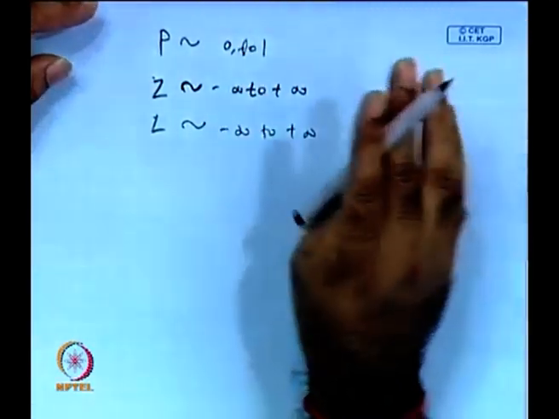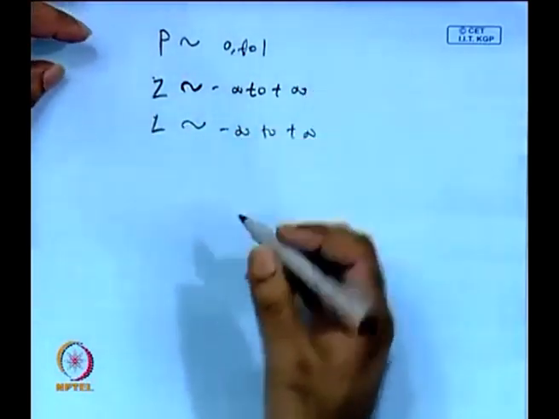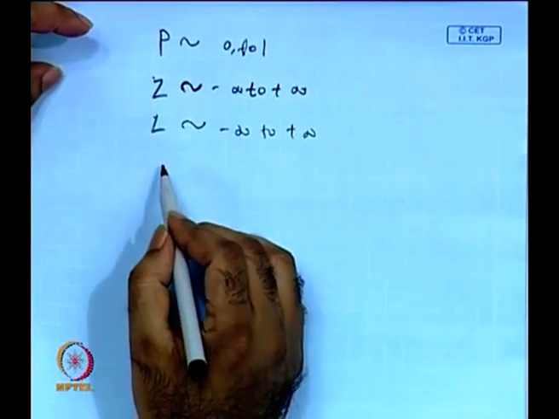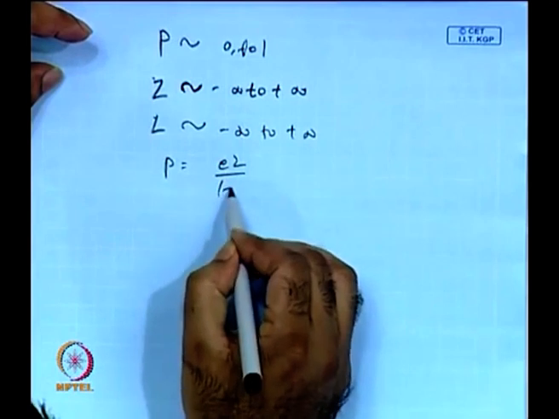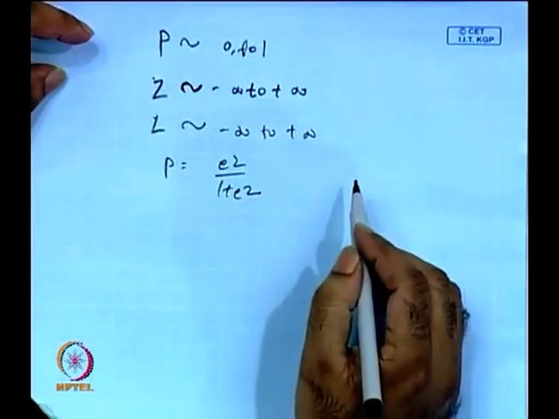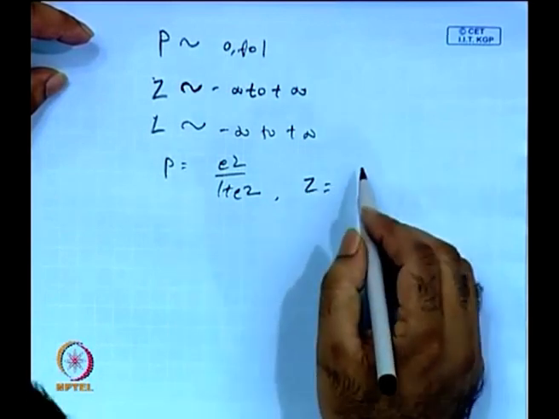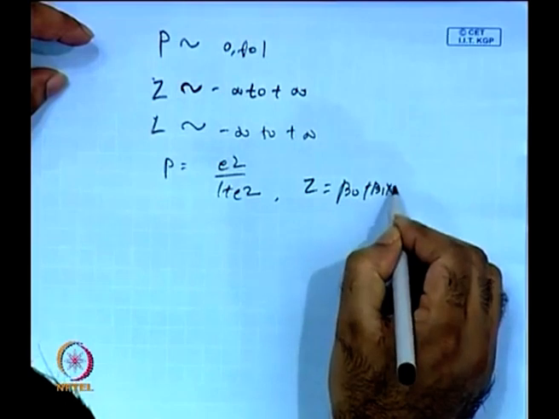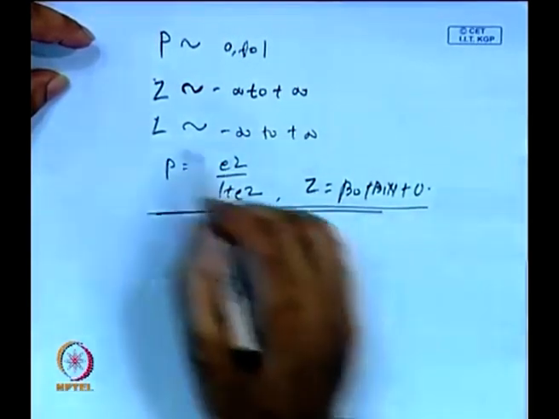So now what you have to do? Normally the structure is that the logistic form is P equal to e to the power z by 1 plus e to the power z, where z can be written as beta 0 plus beta 1 x 1 plus u. This is for the simple model, which we have already discussed.